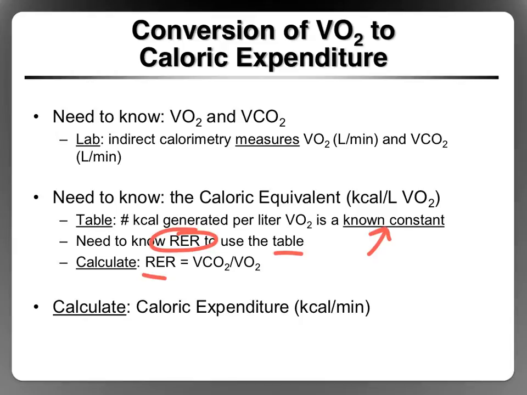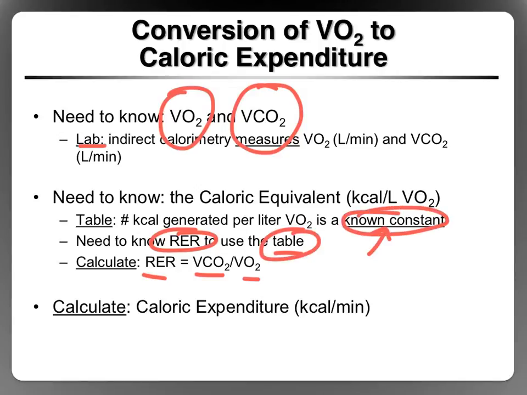It's a very simple calculation. It's VCO2 over VO2. And when you do this, you're either going to have VO2 and VCO2 already because you measured it in the lab or because I gave it to you. Okay? So before you can use the table, you need to calculate RER. Once you calculate RER, you use the table, you look up the constant, and now you have your caloric equivalent, your VO2, your VCO2, and you go to the last step, which is to calculate caloric expenditure.